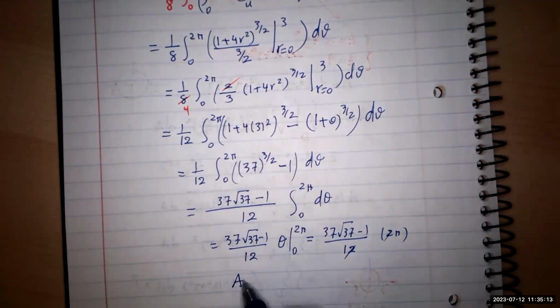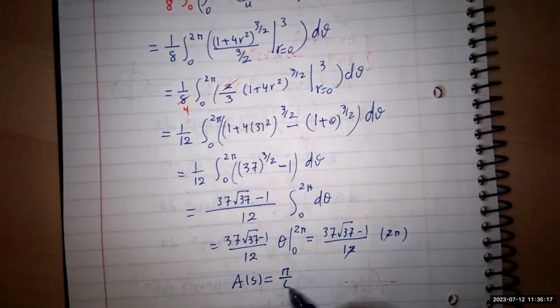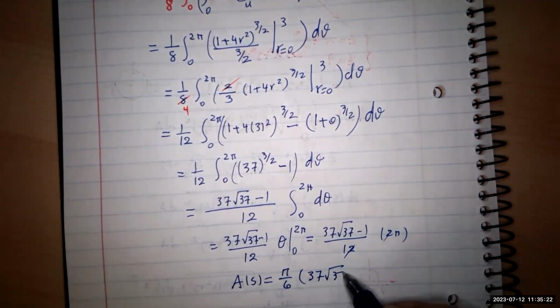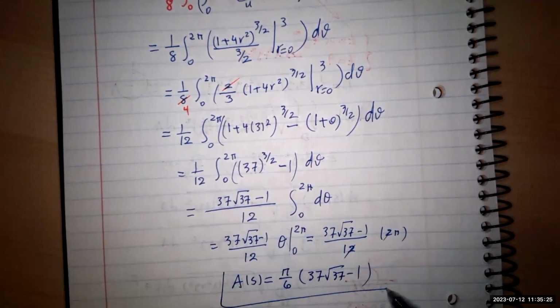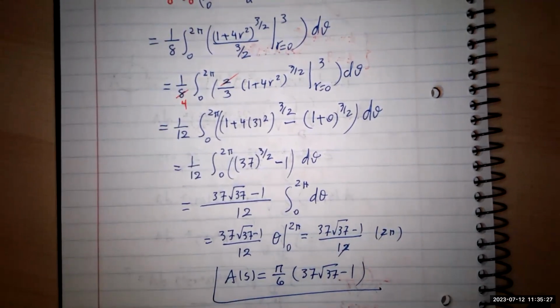So eventually the area of the surface is going to be something like pi over 6 times 37 radical 37 minus 1. Okay, so don't be surprised if you see this type of combination when you do the surface area. It's a nice application of the double integral. Really, that's the one that we are going to be interested in.